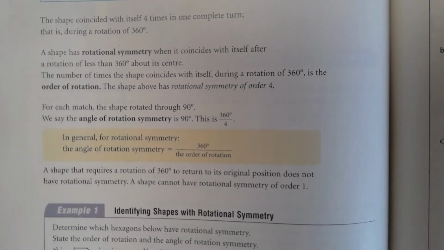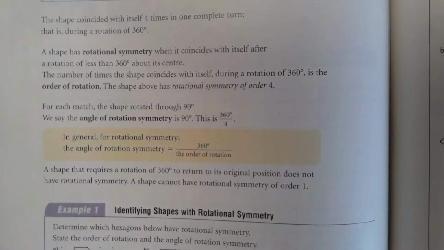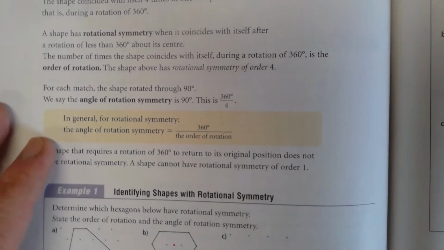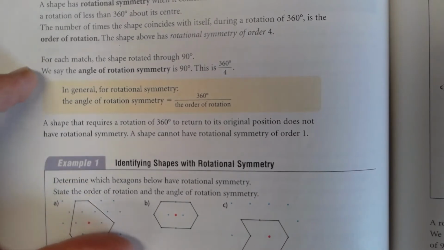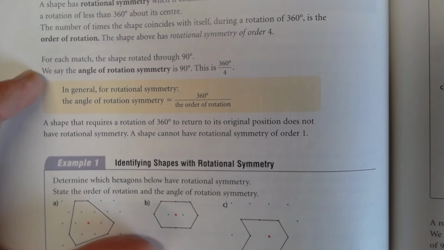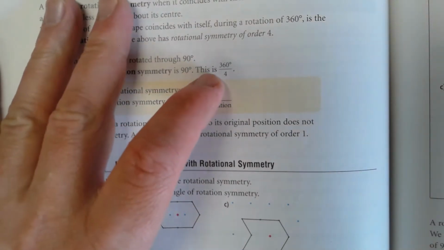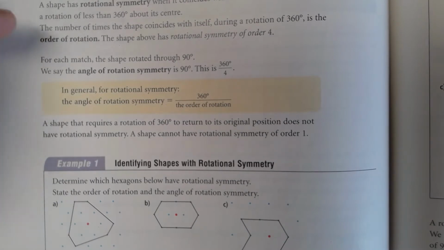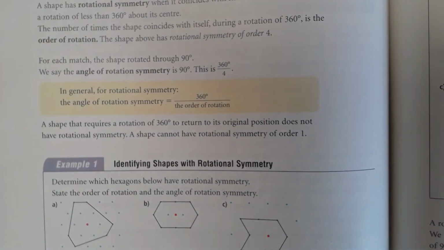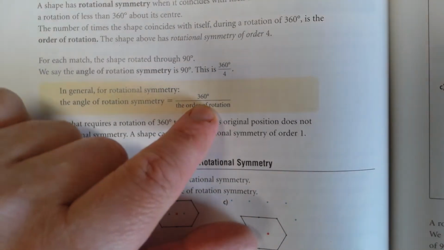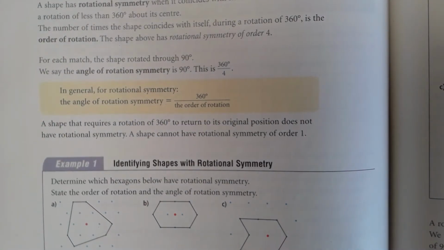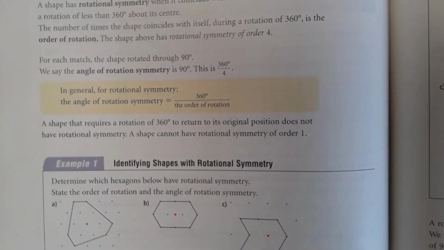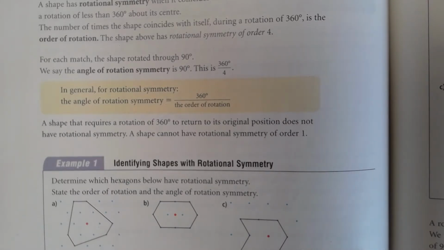A shape that has to go all the way back to its starting point before it coincides has a rotational symmetry of 1. For each match, the shape rotated 90 degrees. We say the angle of rotational symmetry is 90 degrees, and in rotational symmetry, the angle is very easy to find. Take the number of times it coincided, or the order of rotation, and divide 360 degrees by that. 360 in the brown box here, 360 degrees divided by the order of rotation. And with that, we're going to look back at the shapes that we did on the previous page to illustrate this concept.